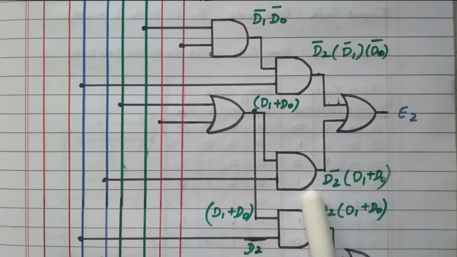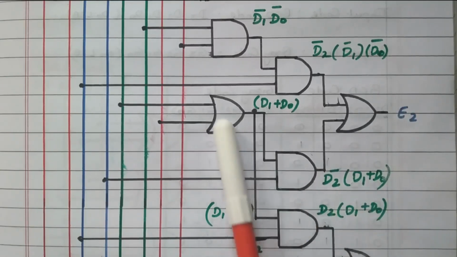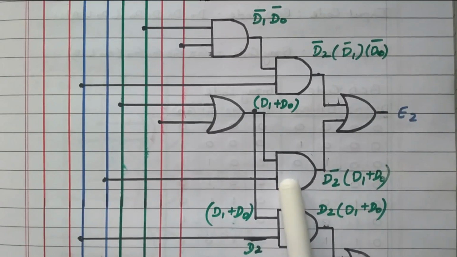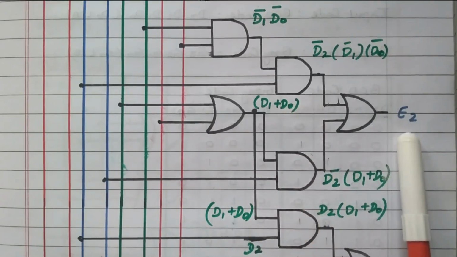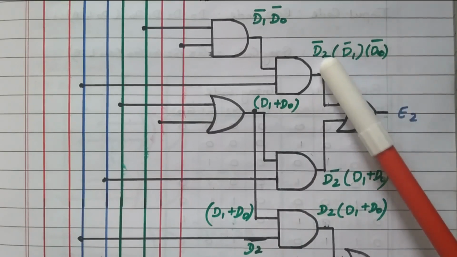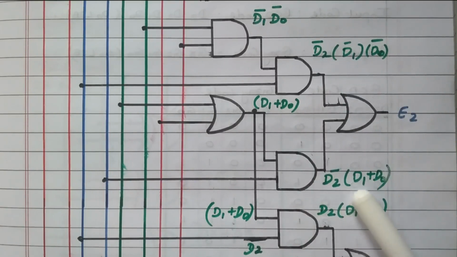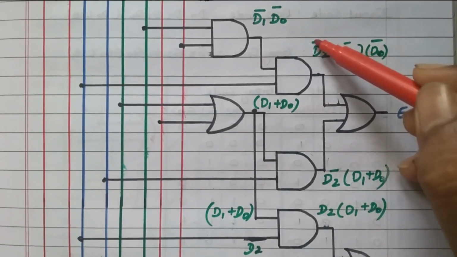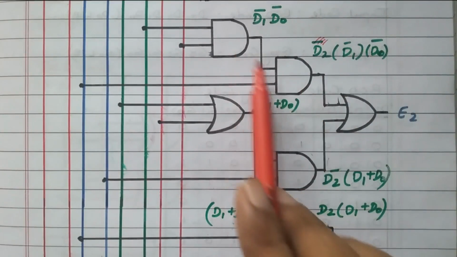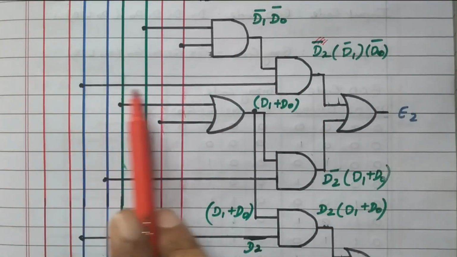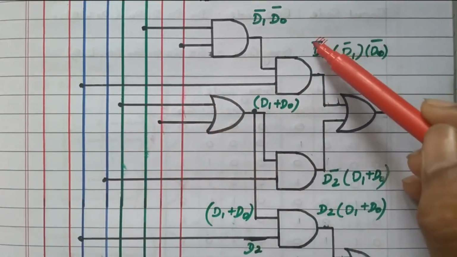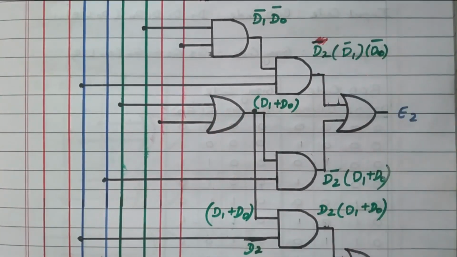Another input to this OR gate is D2 of D1 plus D0, which is obtained from this OR gate and AND gate, right? While connecting all these three, we got E2. That is nothing but D2 dash, D1 dash, D0 plus D2 of D1 plus D0. This is the expression we got in the K map. Here is a small correction. This is not D2 dash, it is D2, right? So here it is connected to D2 only, not D2 dash. In the K map also it is D2.